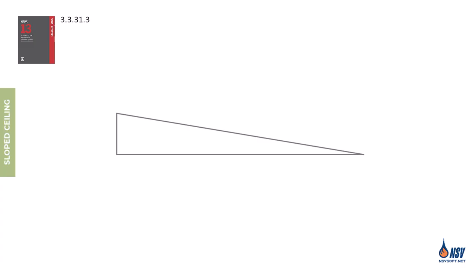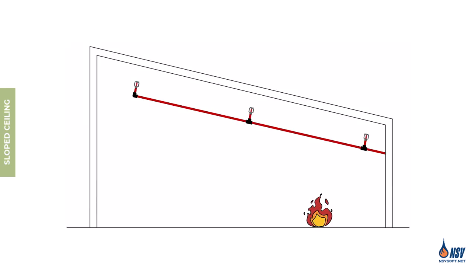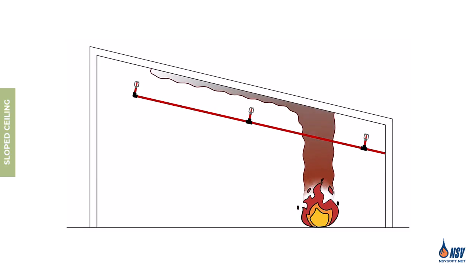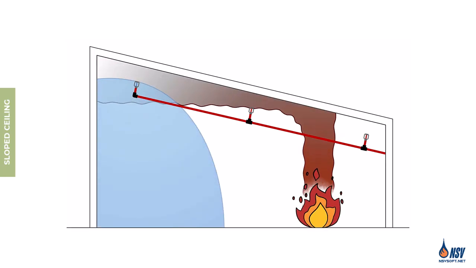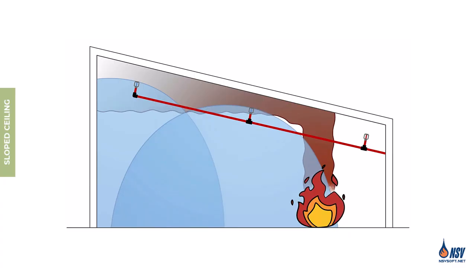In NFPA 13, a sloped ceiling is defined as one with a pitch greater than 2 in 12. That is, a vertical rise of 2 units for every 12 units of horizontal run. This corresponds to a slope of approximately 16.7% or an angle of 9.46 degrees. When a fire starts beneath a sloped ceiling, the slope causes hot gases to travel toward the peak. This leads to heat accumulation near the highest point, often activating sprinklers farther from the fire source, while the sprinkler directly above the fire may activate with a delay.